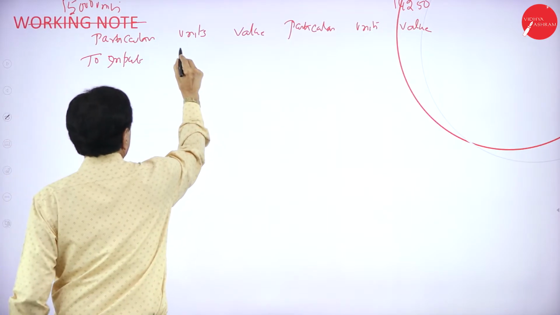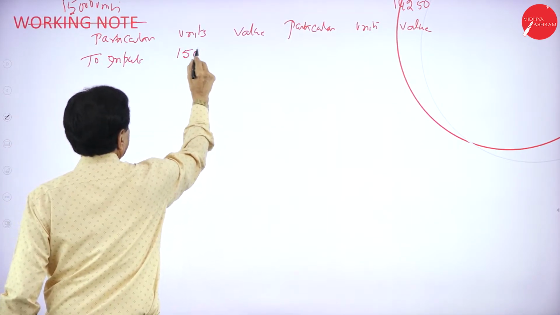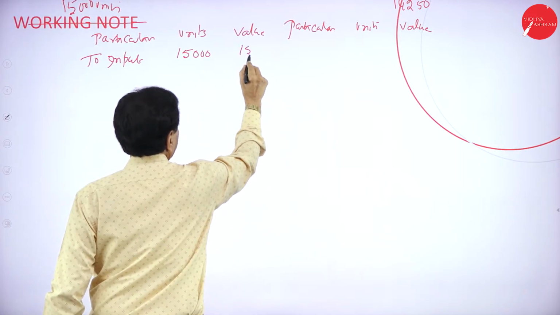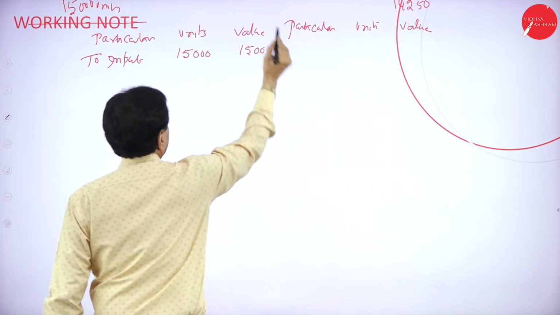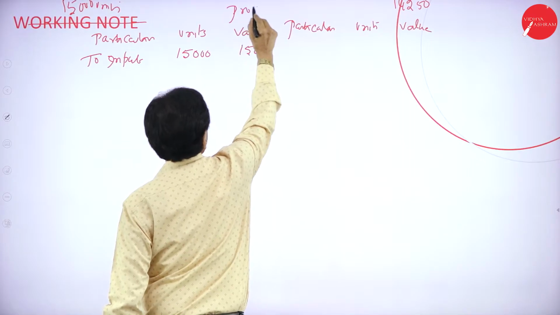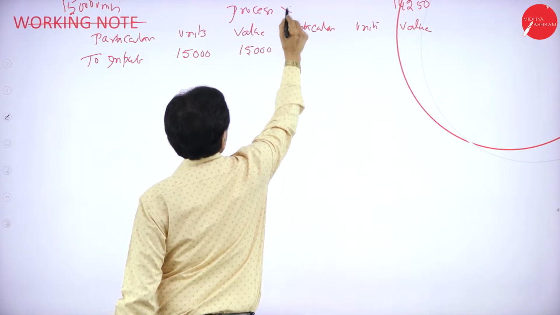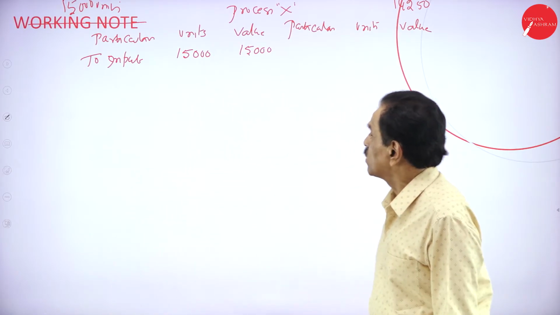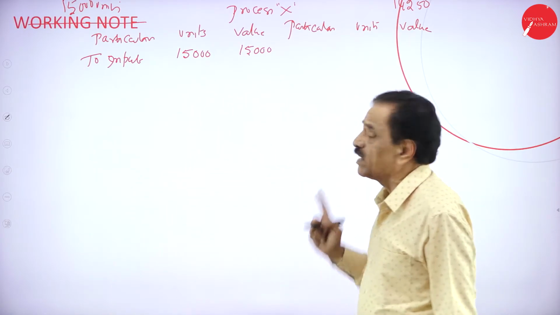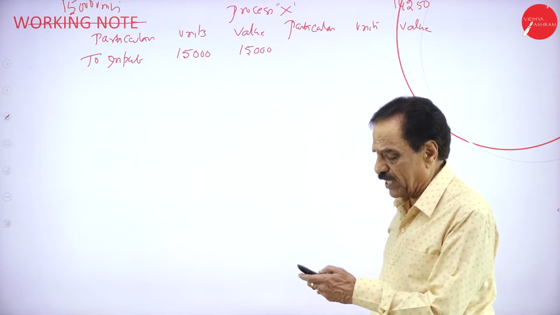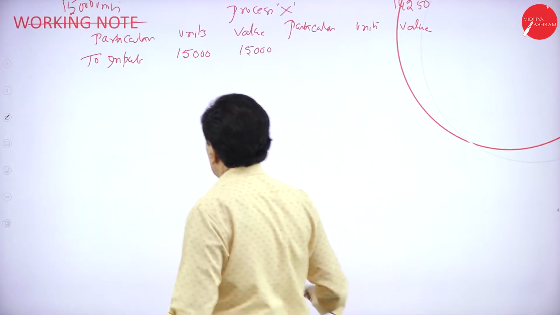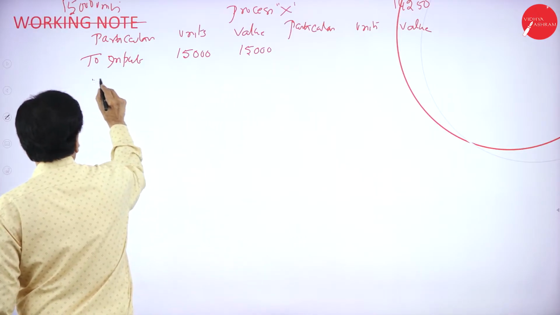How many units? 15,000 units. Per unit value is rupees 1. It comes to 15,000. This is process X. So how many units have been introduced? 15,000 units at the rate of rupees 1 per unit. What is the next expenditure? Materials.